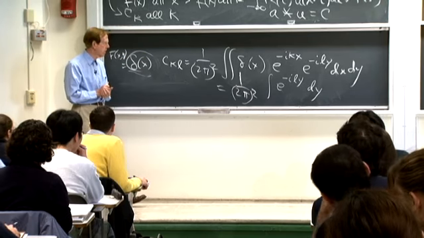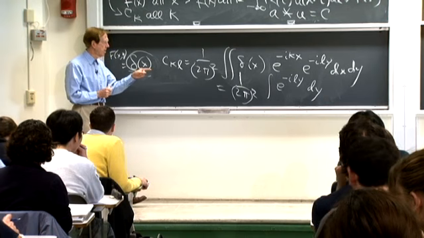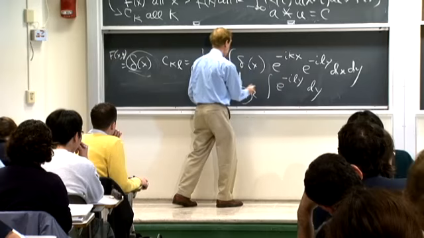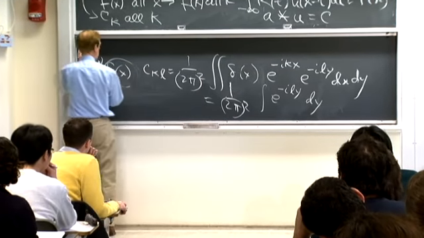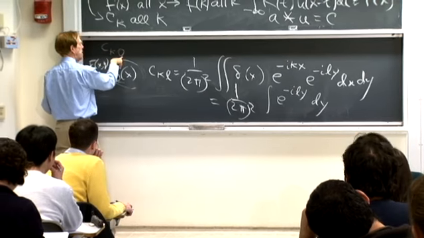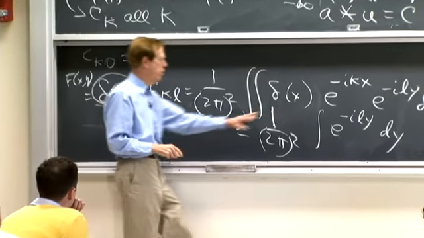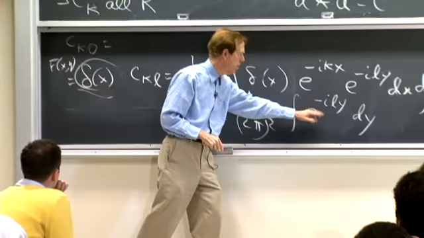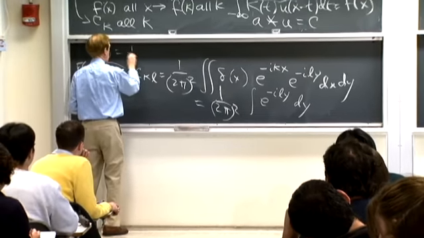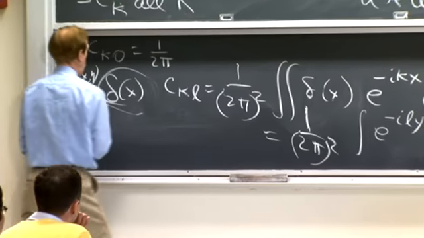Yeah, it's sort of interesting. If L is 0, then this is a 2 pi. So the answer, I'm getting c_k0. When L is 0, I'm getting a 2 pi out of that. If L is 0, I'm integrating 1. I get a 2 pi, cancels one of those. I get a 1 over 2 pi.